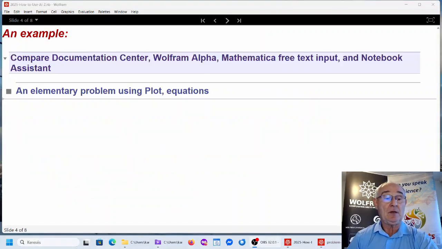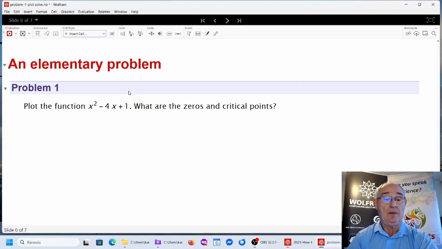Before considering complicated examples, let's consider an elementary high school problem in which we compare the usage of the Documentation Center, Wolfram Alpha, and the Notebook Assistant. Look at it. The problem is simple. Plot the function x squared minus 4x plus 1. What are the zeros and the critical points?